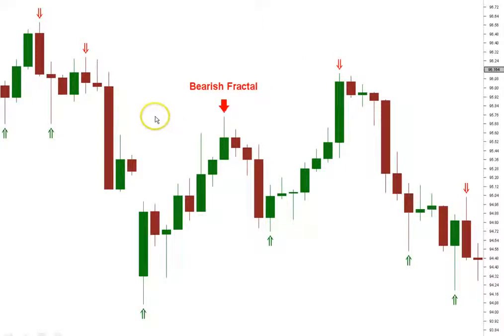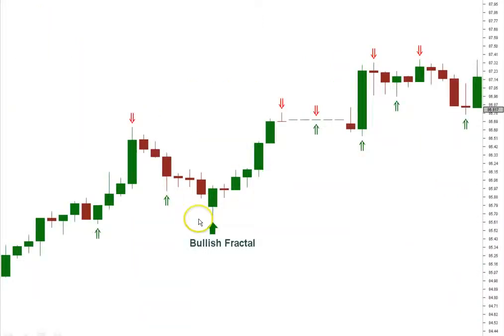Let's go to the bullish fractal. So here's a bullish fractal. You can see this low is the lowest, and then this low, and then this low do not exceed this low. These two lows do not exceed that low. So it has to be the 5 candles: 1, 2, 3, 4, 5.